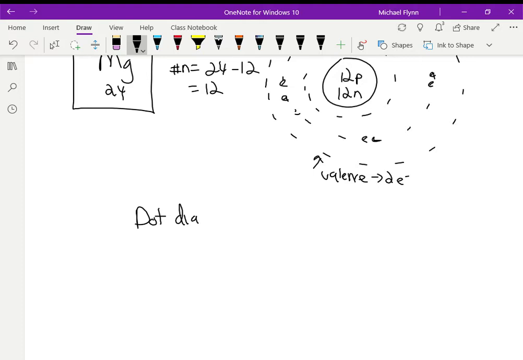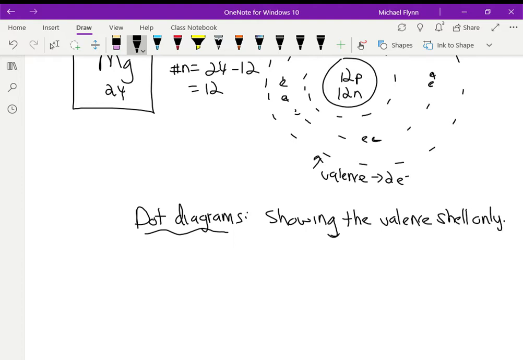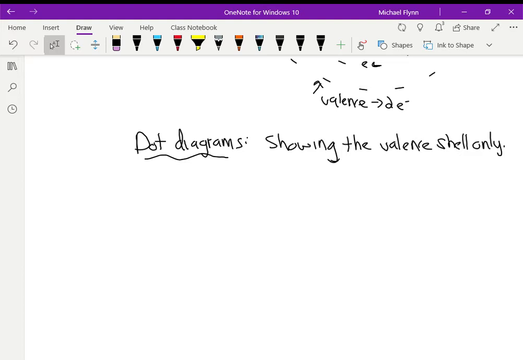But anyway, there's a simpler kind of diagram called the dot diagram. Dot diagrams are made for showing the valence shell only. Since the valence shell is the most relevant shell, why don't we just show it that way? So let me show you how you do it for magnesium, and by showing you how to do one of them, I think you'll see how it works.